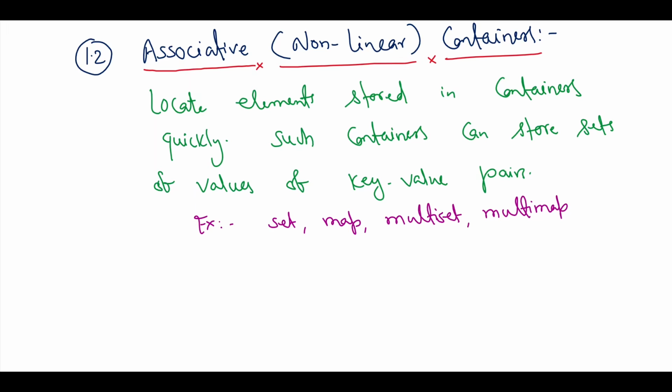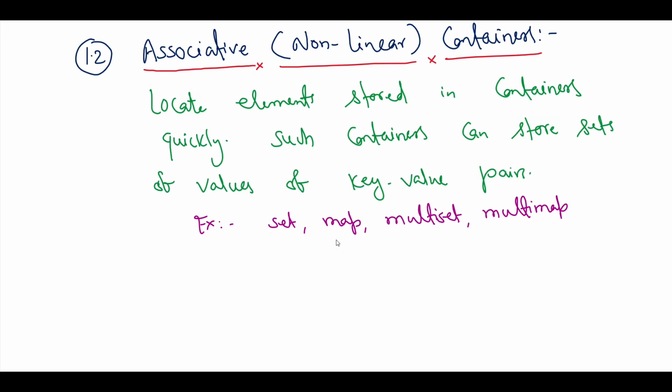They are different from the linear or sequence containers as they don't store elements in a sequential order, but they locate elements stored in containers very quickly. And such containers can store sets of values or key value pairs. Examples of such containers are set, map, multiset, and multimap.